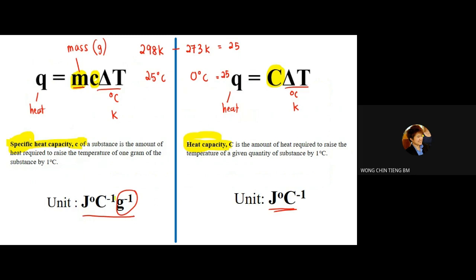Unit. Tengok unit. Sebab tu unit dia besar. Sebab unit dia mesti bagi. Betul? Dia bila bagi value, dia mesti bagi unit kat belakang. Unit dia mesti bagi. Dan cara nak hafal, tengok unit. Yang ada gram, depan kena ada mass. Nampak? Yang tak ada gram, depan kena ada mass.